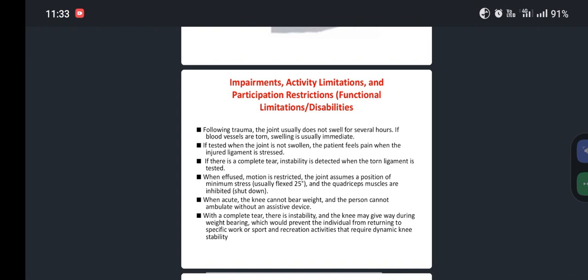That means buckling of the knee is present, which would prevent the individual from returning to specific work or sport and recreation activities that require dynamic knee stability. Which means in a complete tear there will be total instability, and there will be difficulty for the patient to return to sport-specific work or sport-specific recreational activities.